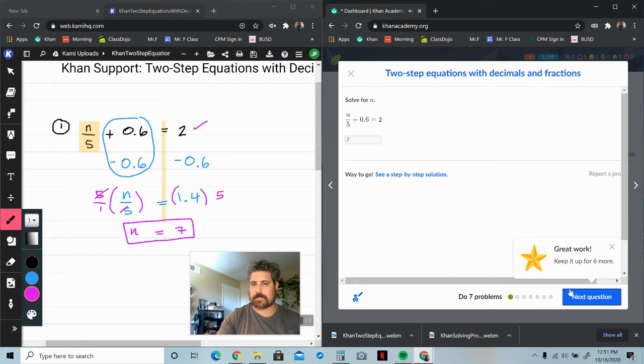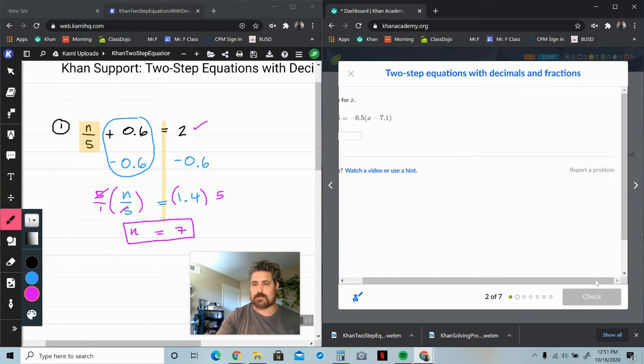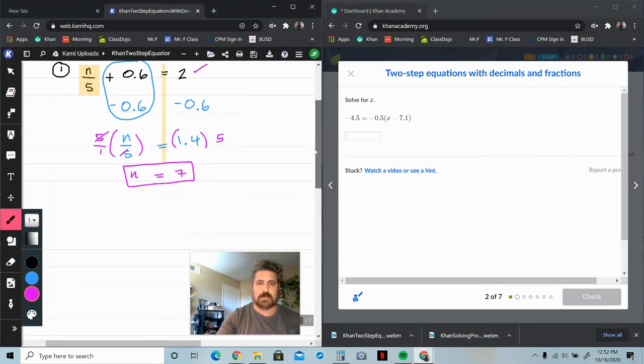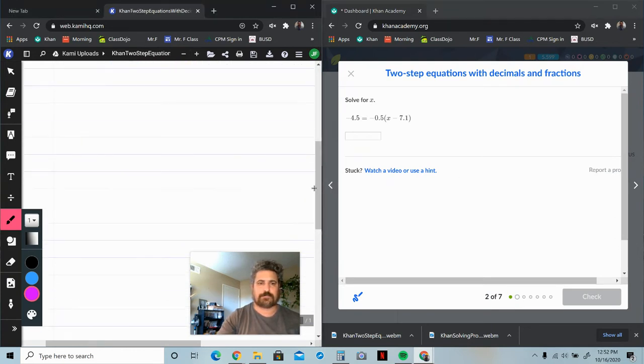That's that. Okay, the next thing that we're going to do is negative 4.5 equals negative 0.5 times x minus 7.1. That was a mouthful. Let's write that one down. So for the second problem here, you've got negative 4.5 is equal to negative 0.5 times the quantity of x minus 7.1.